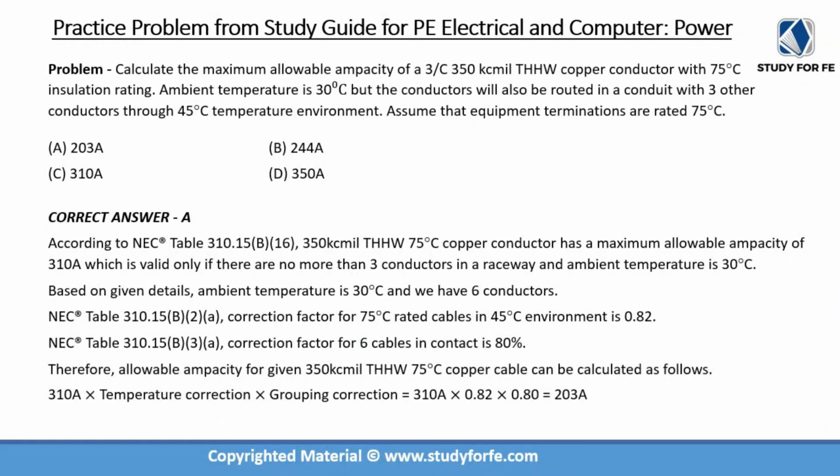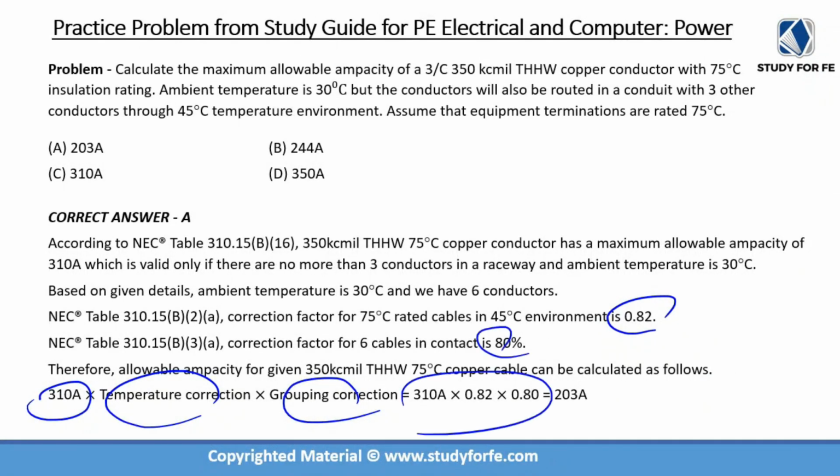Therefore, the maximum allowable ampacity is 310, which we started with, times the temperature correction, which is 0.82, times the grouping correction, which is 0.80. And when you multiply all this, you find that your allowable ampacity for this cable, which we started with 310 amps, is actually just 203 amps based on the scenario that is provided to us.